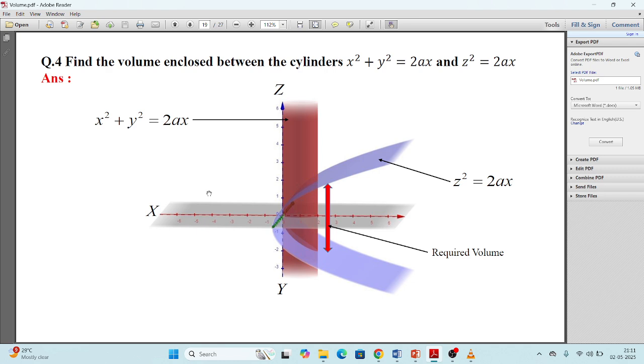There is one more equation given. Find the volume enclosed between the cylinders x square plus y square equals 2ax, and z square equals 2ax. Now if you imagine, it will look like this: x square plus y square equals 2ax. As I said, the equation of the cylinder which is free from z, so the cylinder will be along the z axis. And z square equals 2ax, so it is a paraboloid shape. If you remember, in two variables you have one equation, so it is a parabolic shape in such a form.